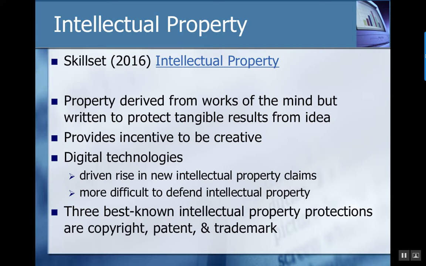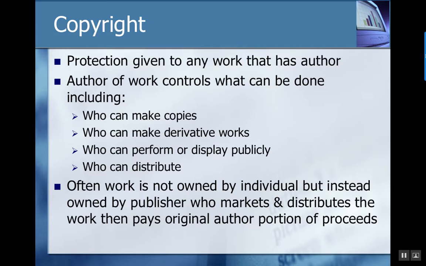Now, traditionally there are 3 intellectual property protections. The big 3 are copyrights, patents, and trademarks. A copyright is protection given to any work that has an author. That protection includes who can make copies, who can make derivative works, who can perform and display publicly, and who can distribute.